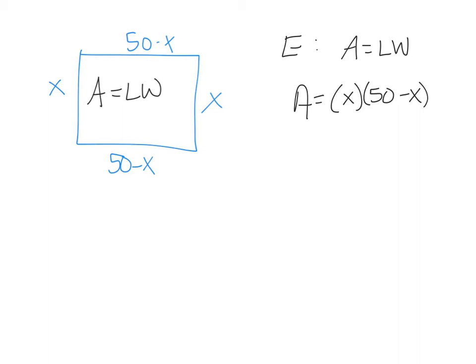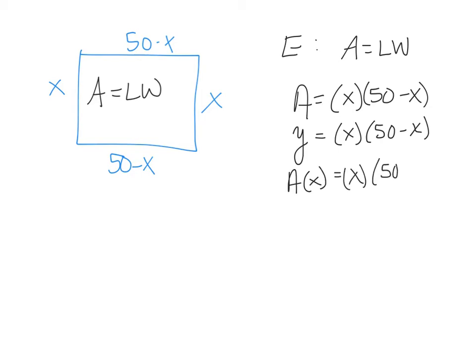And the question asks us for the maximum area that we can have. So now we're going to go to the graphing calculator and we're going to use the graph of this function. This is like having y equals x times 50 minus x, right? But instead of y, we use area, and area is a function of x. There's no difference between these two expressions. The area as a function of x is just replacing what we're used to seeing as y.